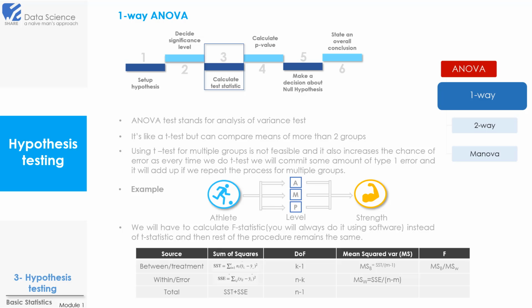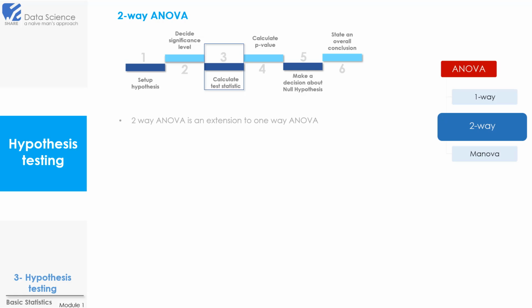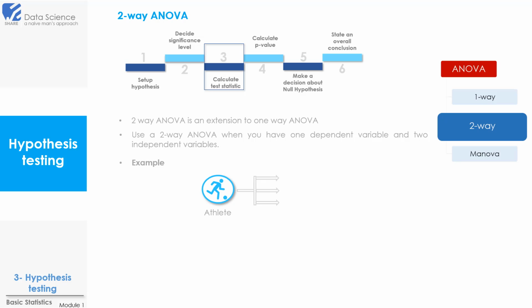Then we have two-way Anova test. This is nothing but an extension of one-way Anova test. We use a two-way Anova test when we have one dependent variable and two independent variables. Let's see an example where this test can be used. We will again refer to our earlier example of athletes. We had a group of athletes divided into three groups: amateur, mid-level and professionals. Now this time we also have their dietary habits, let's say vegetarian or non-vegetarian.